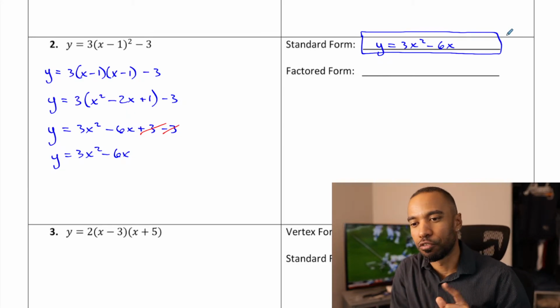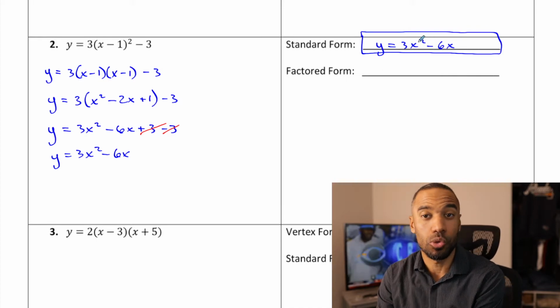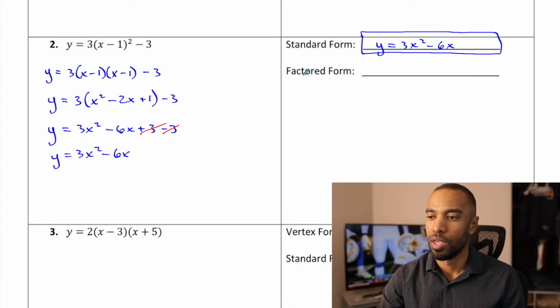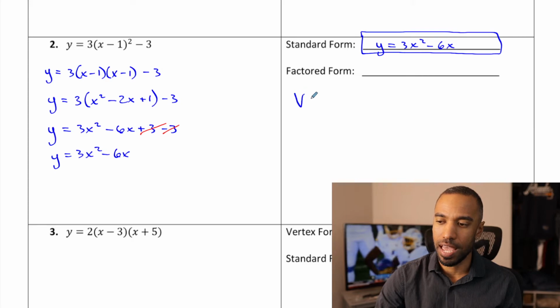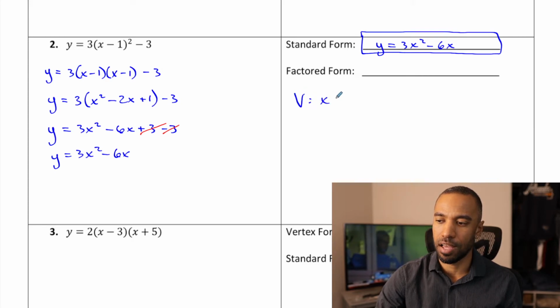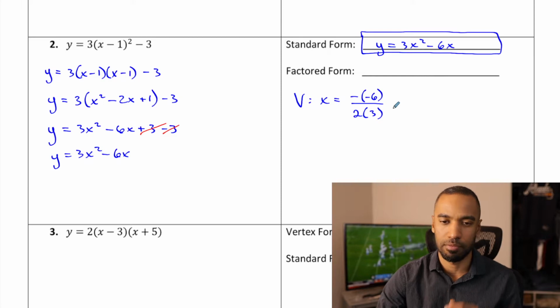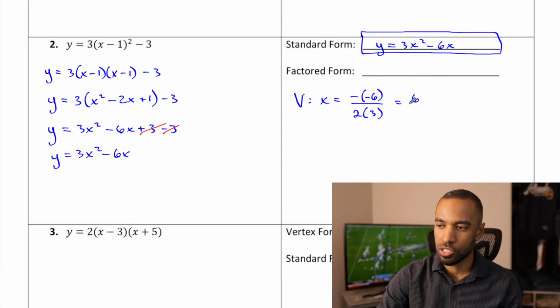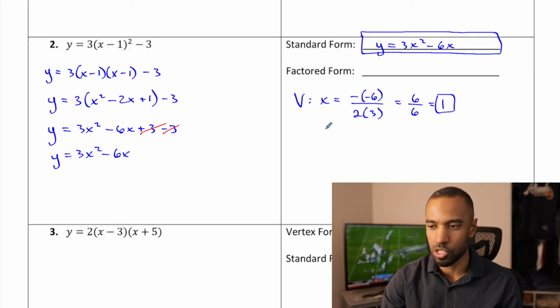Okay, so there's standard form. I'll get factored form later. I'm first going to graph out of standard form. That was my whole goal. So in standard form, the x value of the vertex is going to be negative b over 2a. The b is negative 6 again like last time, only this time the a is a 3. So negative b over 2a is 6 over 6, which is 1. So the x value of the vertex is 1.